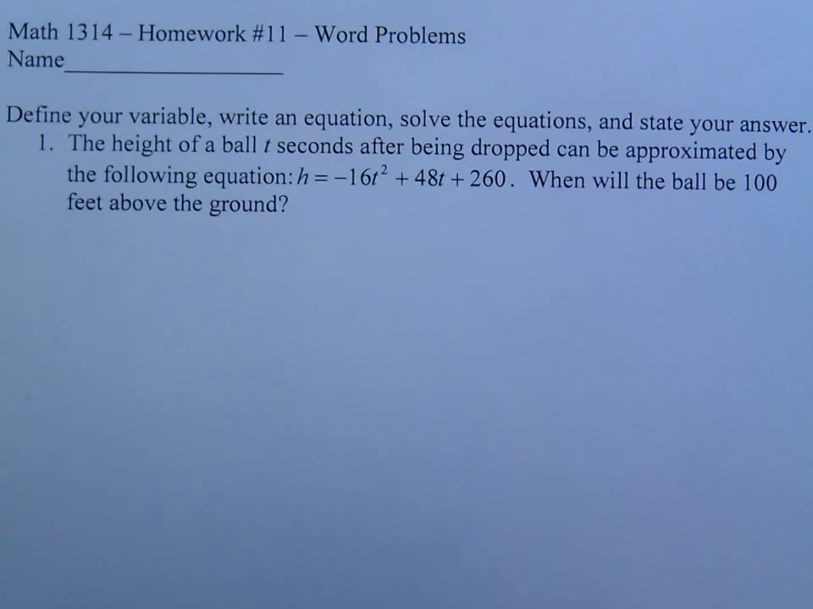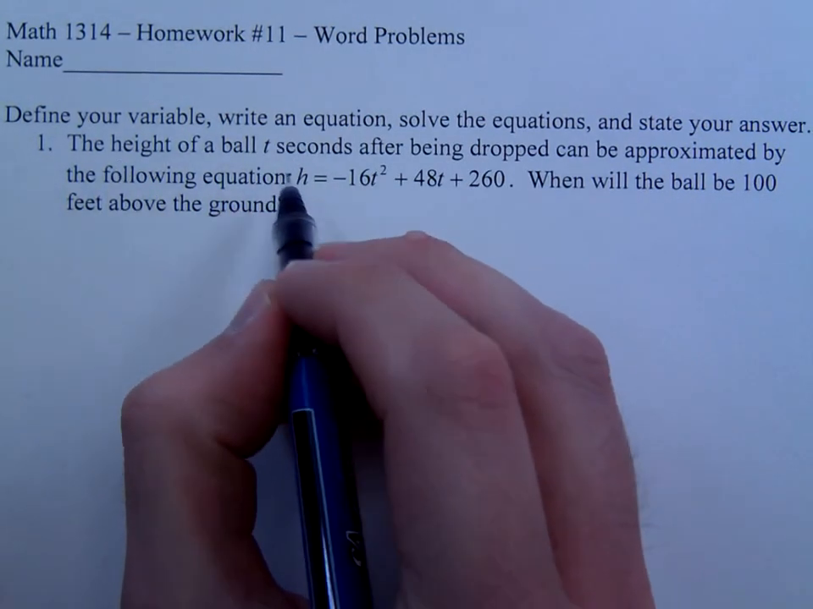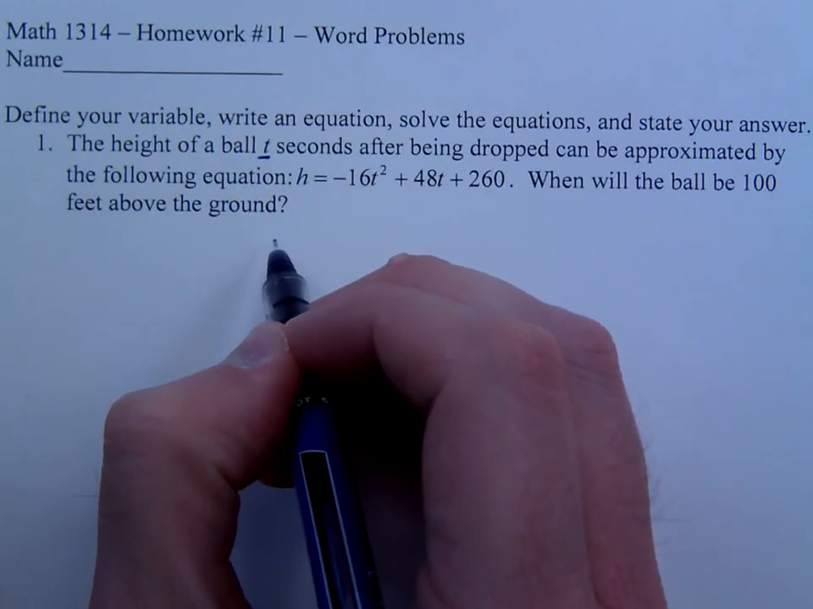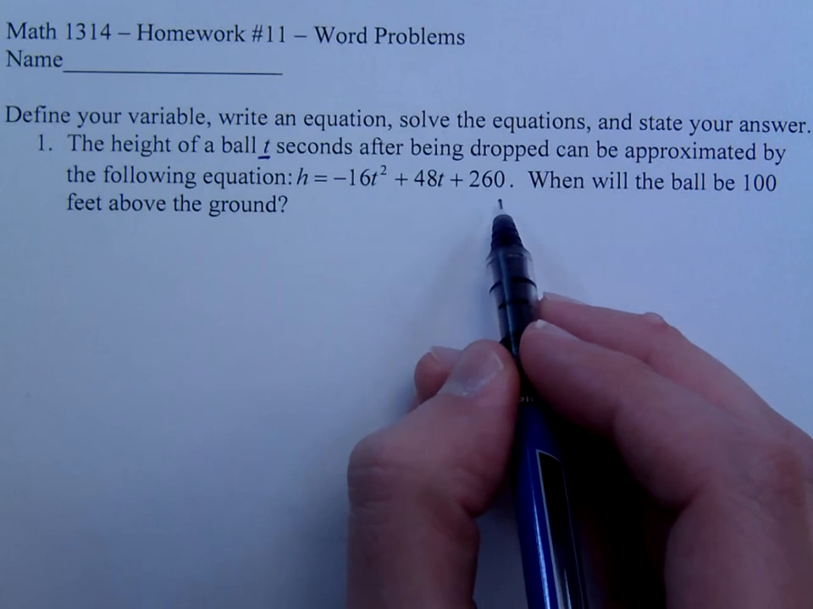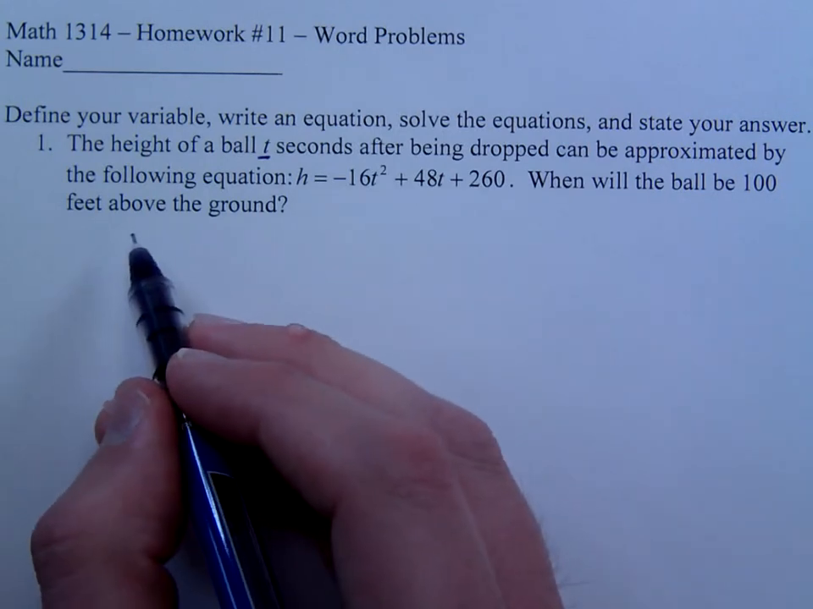Now we're on to everybody's favorite part, word problems. So these are just some application problems with quadratic equations. And the first one is talking about the height of an object, height being given by h, t seconds, so that's the variable, so many seconds after being dropped. And here's the equation for this. Now the question says, when will the ball be 100 feet above the ground?